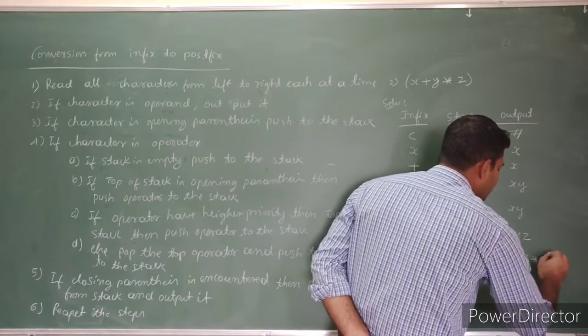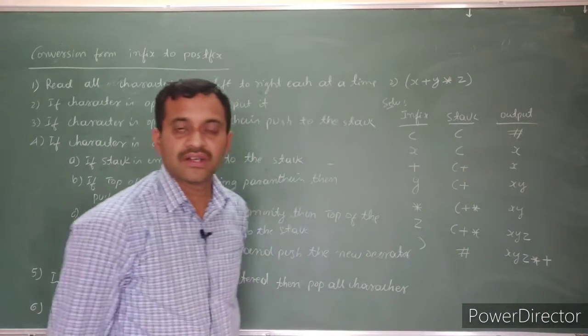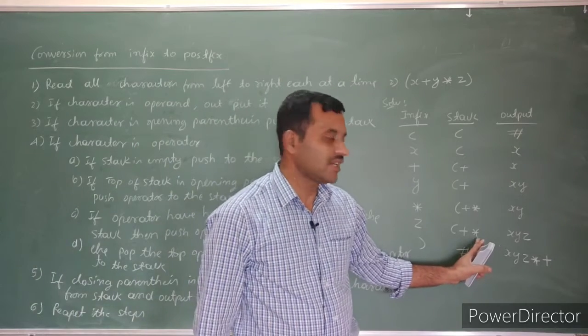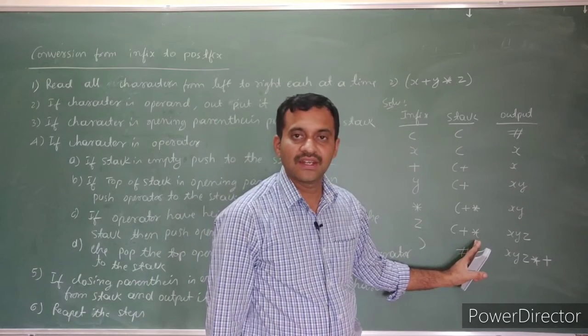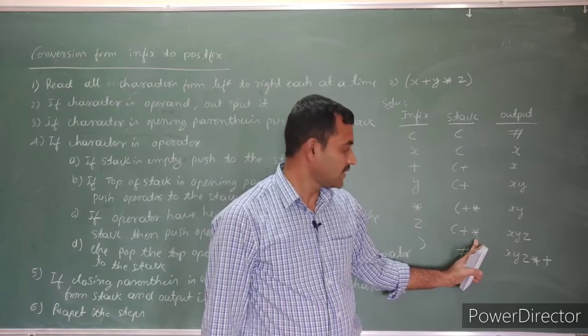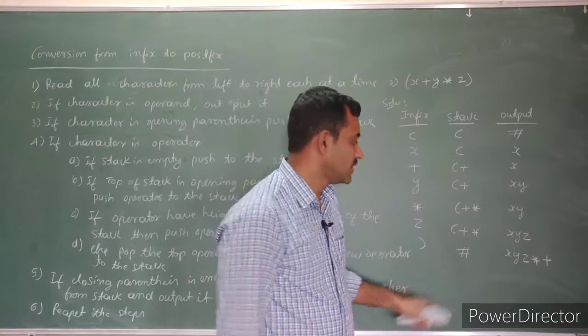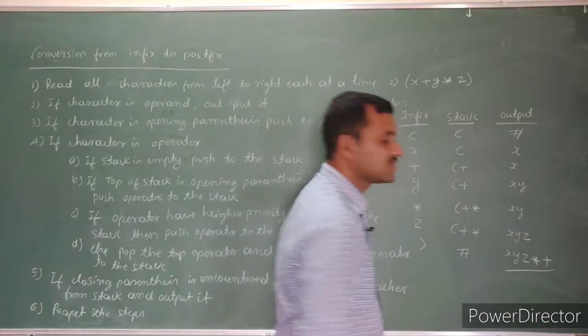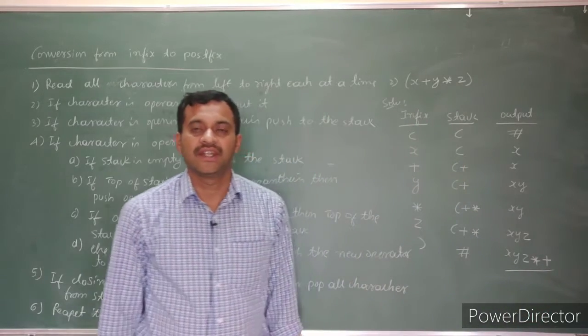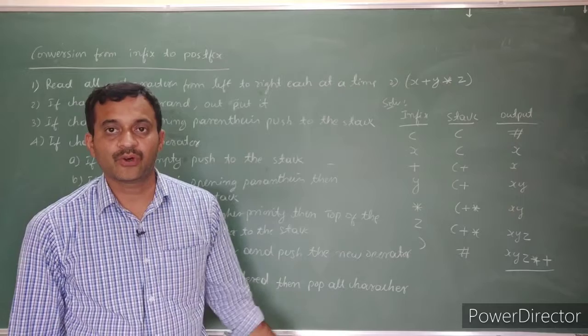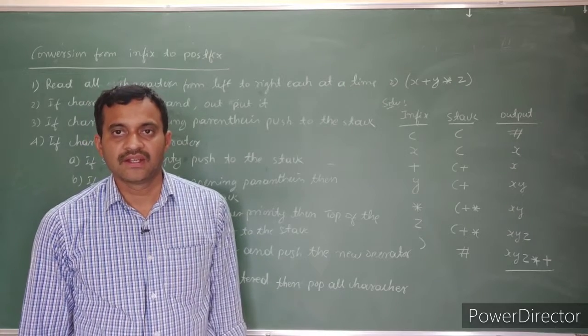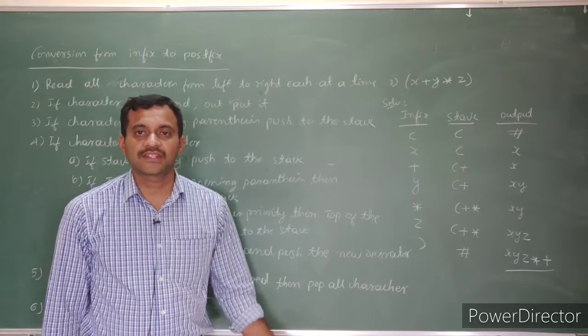Next one is plus, not plus star. So we have to pop from the topmost element. The topmost element is the recently inserted one, that is star. Star is popped first, then plus. So the final expression is x y z star plus. It is the infix to postfix conversion. Like this, we have to evaluate the expressions.